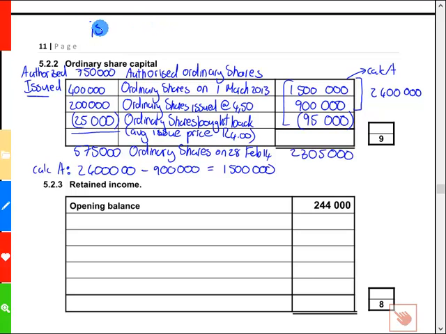When we issue shares, what happens? My bank is going to go up because I'm actually getting money. Issuing shares is a way for the entity to get finance. So the bank is going to increase and my share capital is going to increase as well. So bank will be debited because it's increased, and share capital is going to be credited.